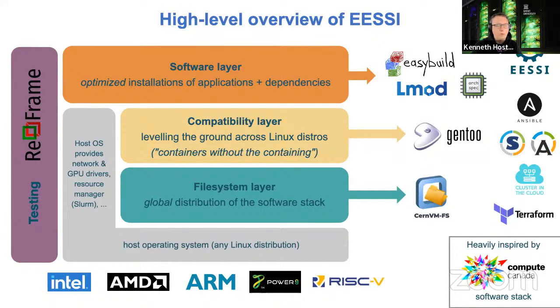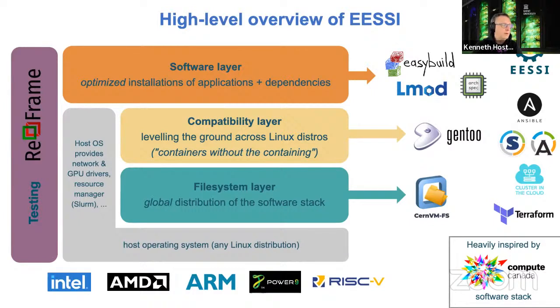And this is a high-level overview of the project. I'm not going to try and explain this in detail because there's a lot going on here. And as you can see from the logos, there's a lot of open source projects involved in here, from CVMFS to Gentoo to LMAT and EasyBuild, and special libraries like Archspec. We're using Singularity or Apptainer to build these software installations. And of course, this is heavily inspired by what Compute Canada has done for their software stack.